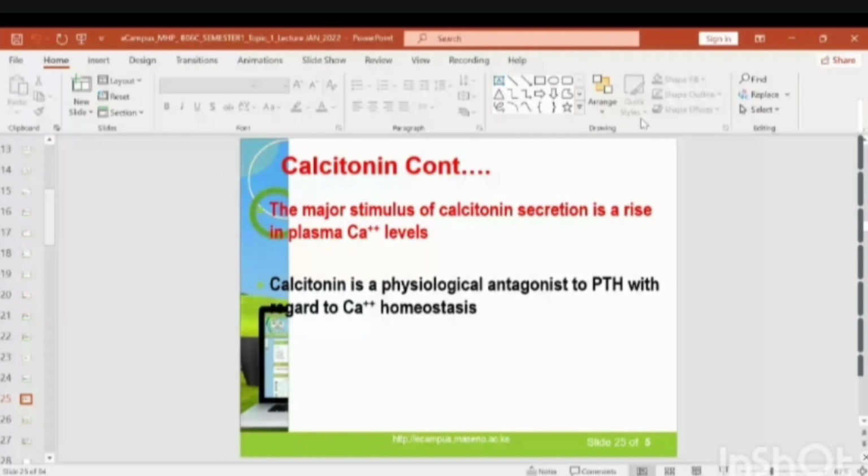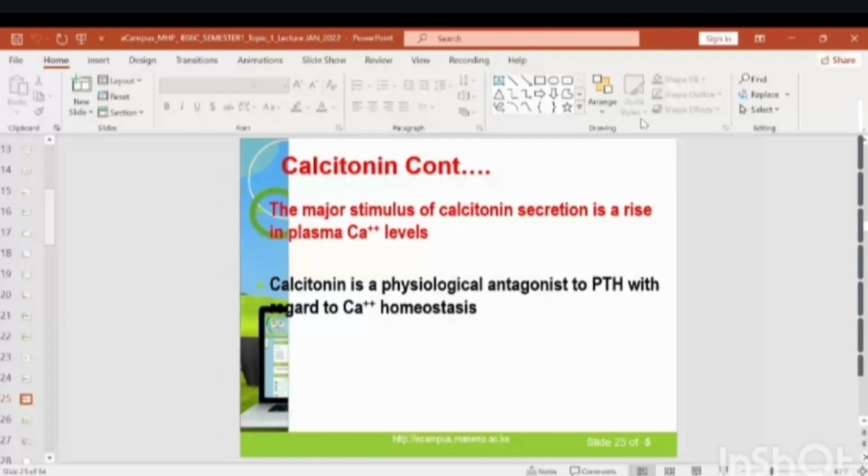When the calcium level goes low, and you also have to know the range, the ionized form is between 3.5 and 5.5. Once the level goes below 3.5, PTH will act on the bone, and it will also increase reabsorption from the kidney, and the level will increase. If the level continues to increase until it surpasses 5.5, which is the upper limit, the secretion of PTH will stop, and immediately calcitonin will be released.